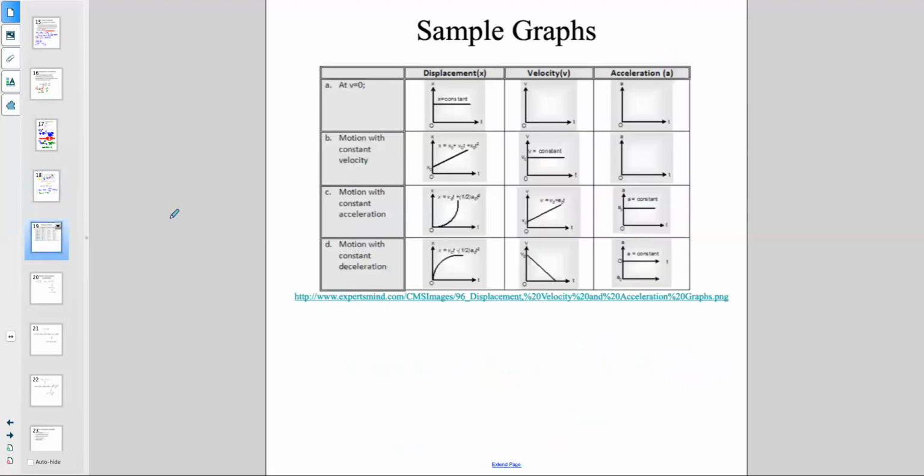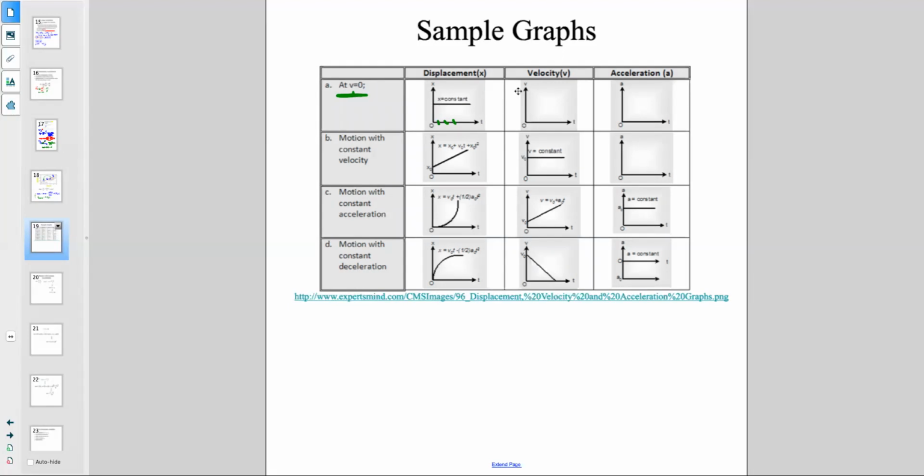Okay, so here we have a sample graph. If something's velocity is 0, it's stationary, it's not moving, it's staying at the same spot as it was before. So by time equals 1 second, 2 seconds, 3 seconds, and so on, its position is not changing, its position is constant. There is no graph for velocity because the velocity is 0. Obviously, since the velocity is 0, it has not changed, so acceleration is also 0.